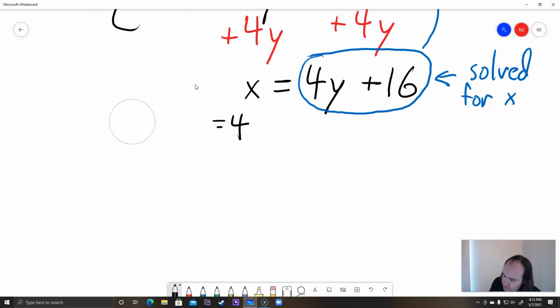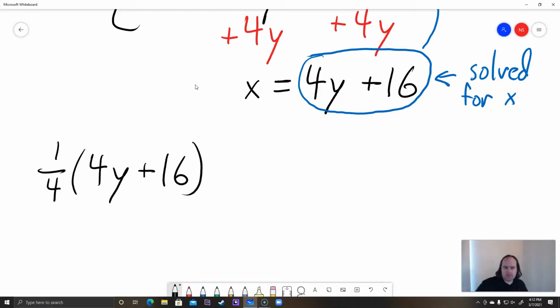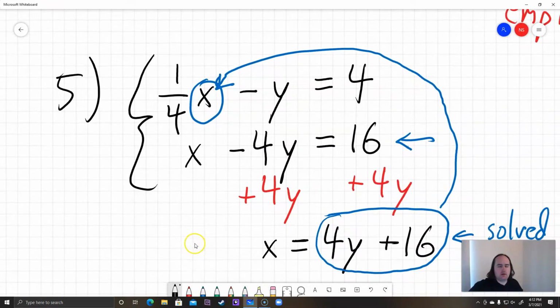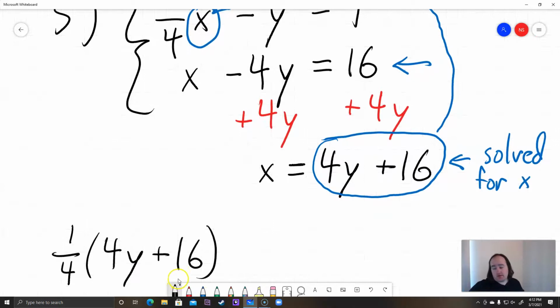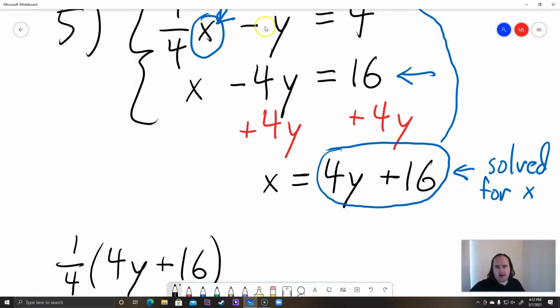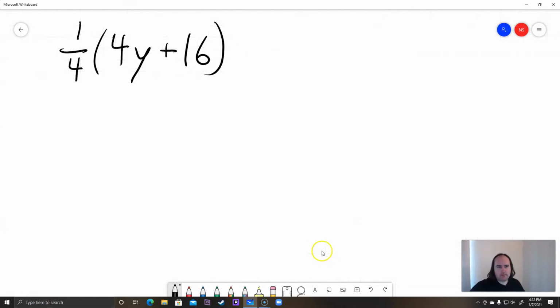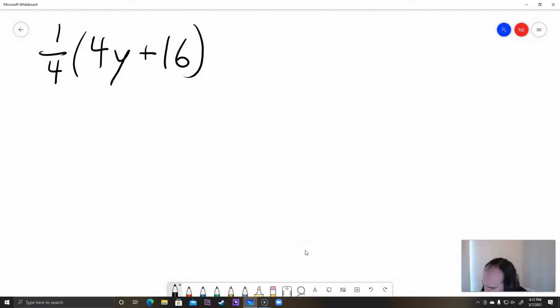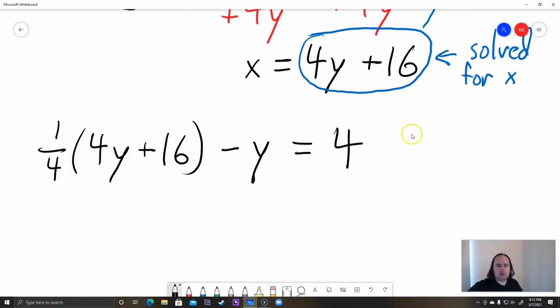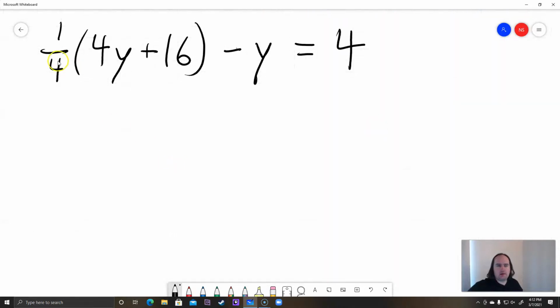So 1/4 times a quantity 4y plus 16. I put parentheses around 4y plus 16 because it has more than one term. And then we have minus y equals 4. So now what do we do from here? We need to go ahead and distribute the 1/4.